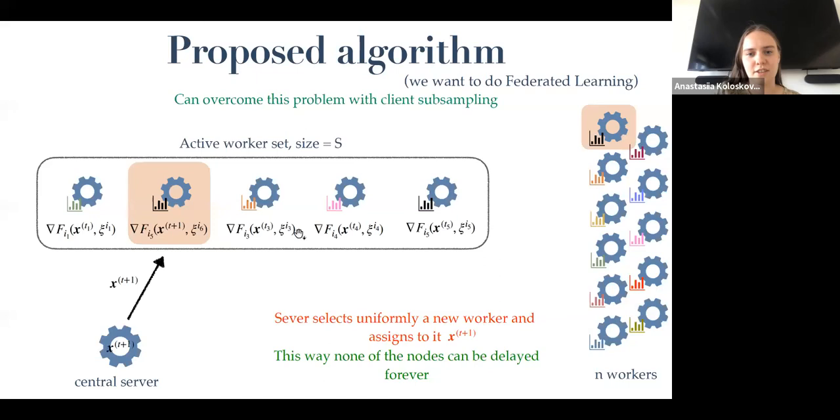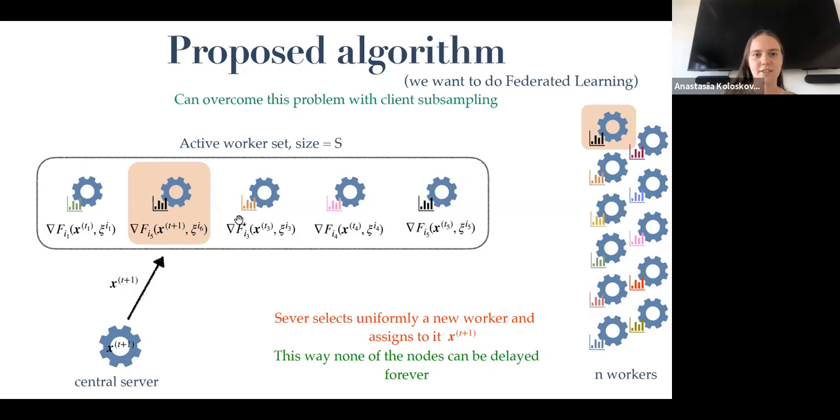So if you have large N, like millions of clients, this is not a problem, because you will probably never even sample the same client twice. But okay, for a small number of clients, this algorithm is really not practical.